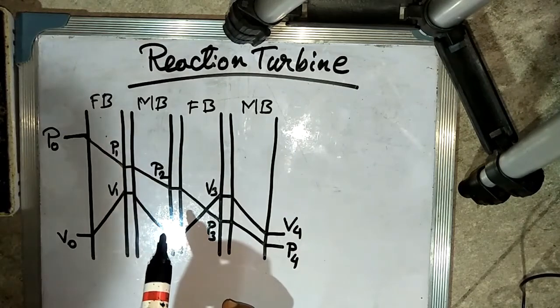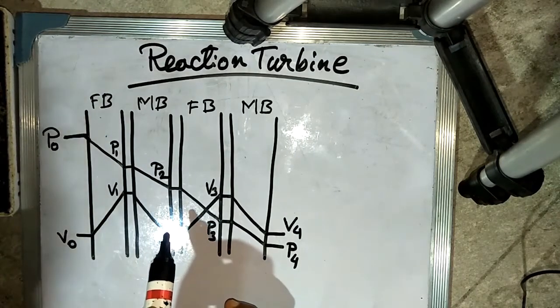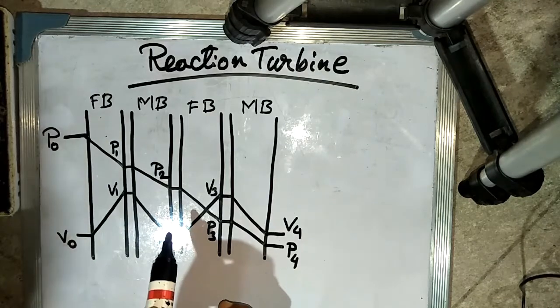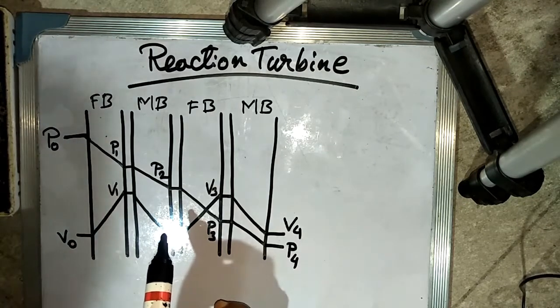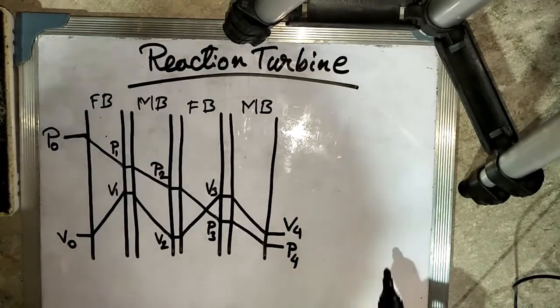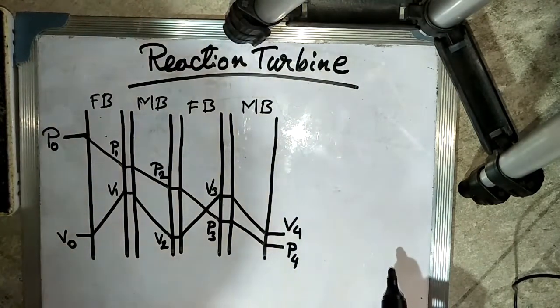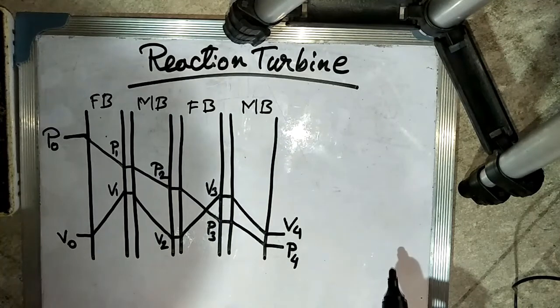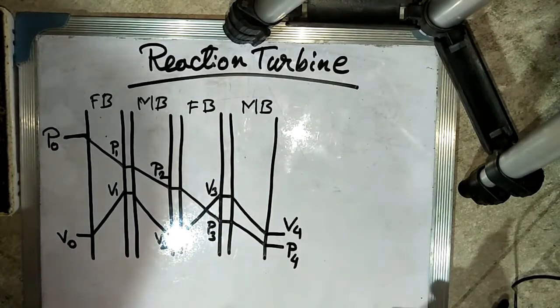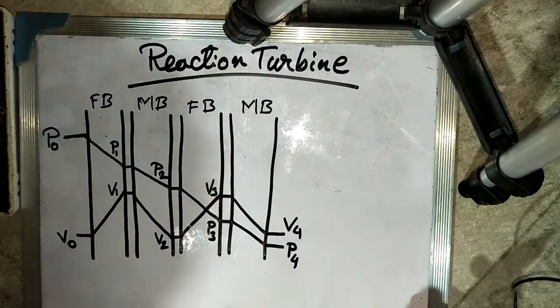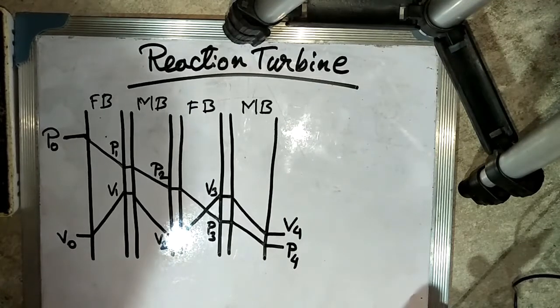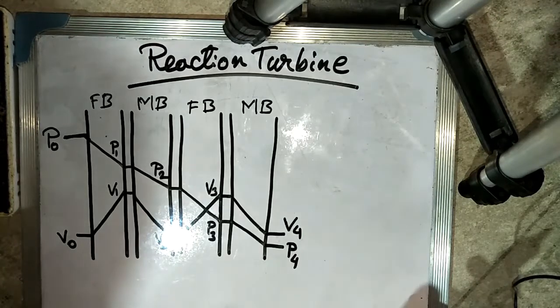But since the blade channels are also of the nozzle shape, due to the expansion of steam while flowing through the blades, there is an increase in kinetic energy which gives rise to a reaction in the opposite direction by Newton's third law of motion. The blades rotate due to both the impulse effect of the jet, due to the change in momentum, and the reaction force of the exiting jets impressed on the blades in the opposite direction.